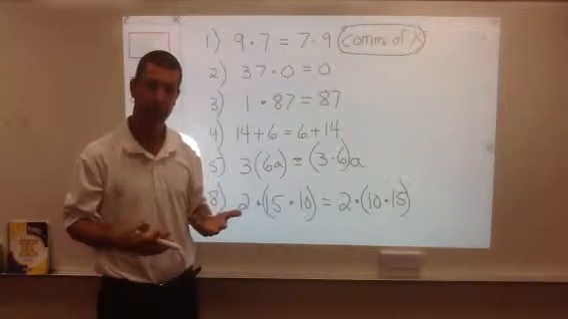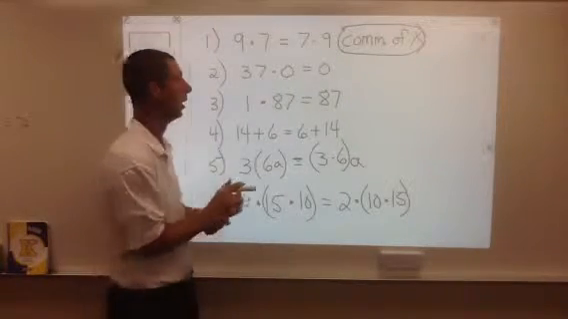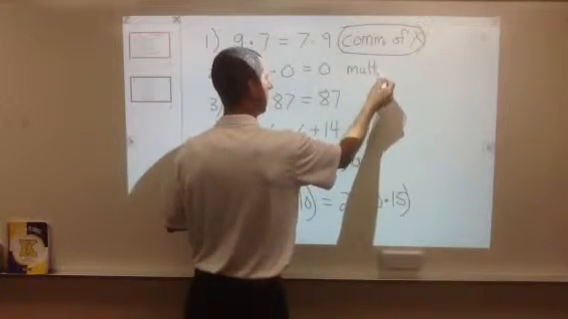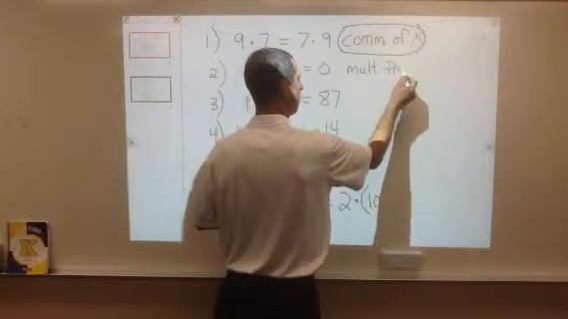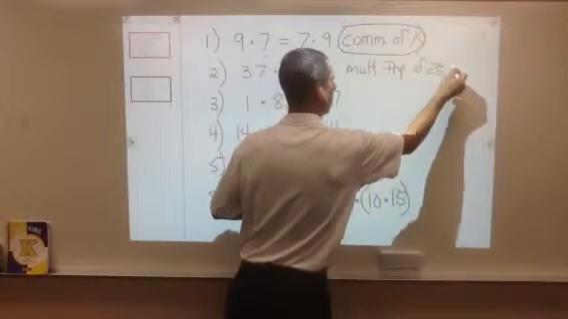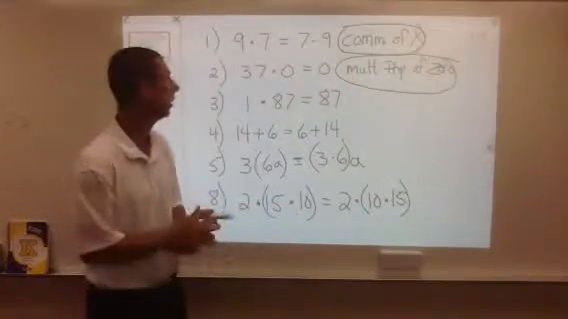All right, number 2, 37 times 0 equals 0. This is the multiplicative property of 0. Once again we can abbreviate multiplicative, in this case property of 0. And what that means is anything times 0 is 0.